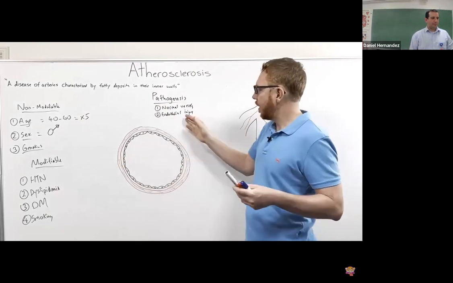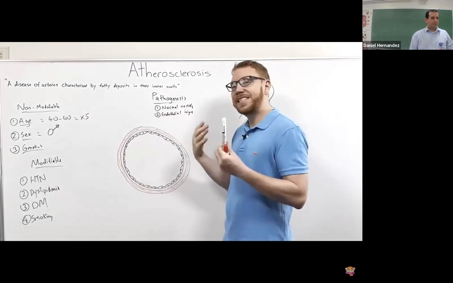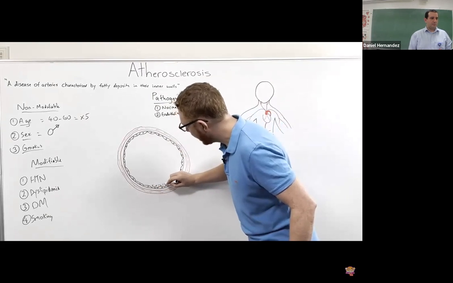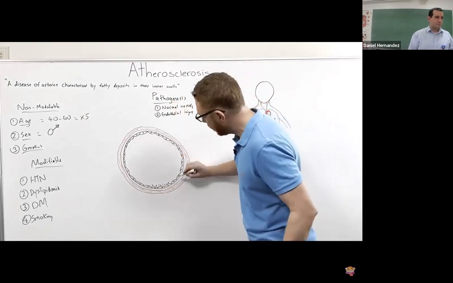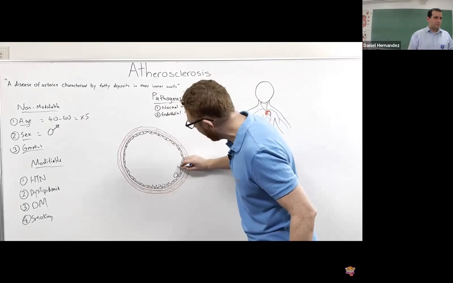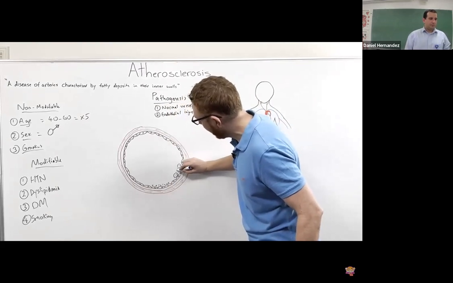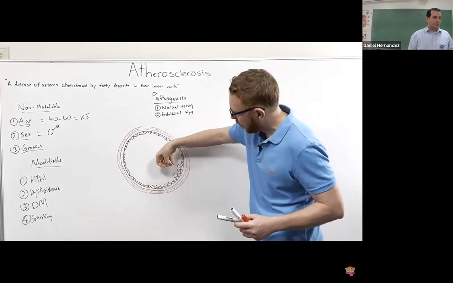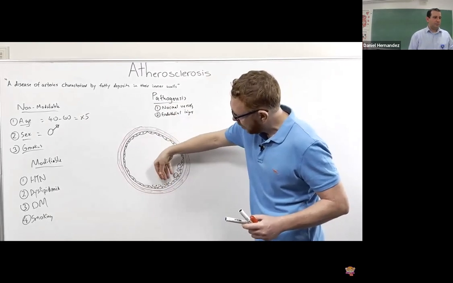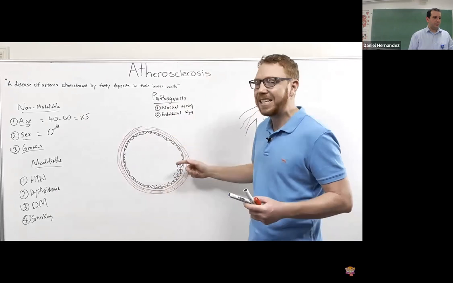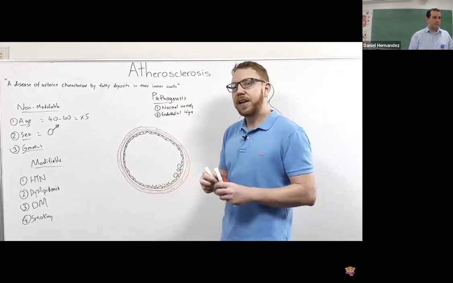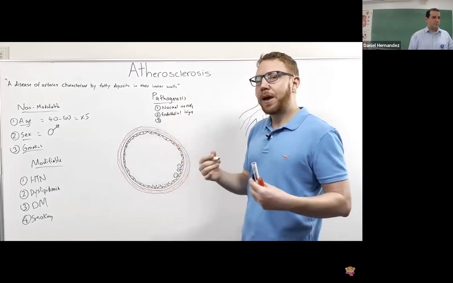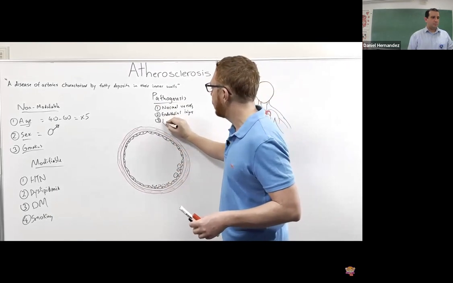Now, what happens when we get the injury? We start to have things stick to it. So platelets will start to stick to the endothelial cells. Bigger cells like white blood cells will start sticking to the endothelial cells. And what they might start to do is release growth factors. They release growth factors into the wall, or the intima, of the blood vessel, and that's going to lead us to step three.